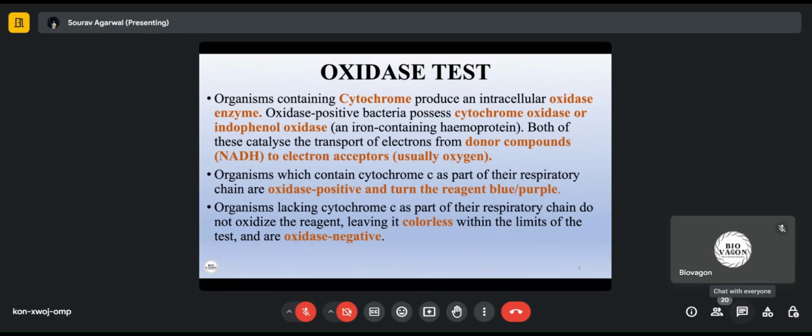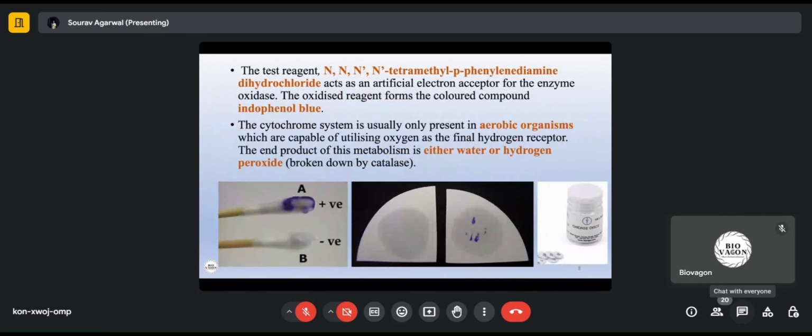So here, this reagent, N,N,N',N'-tetramethyl-p-phenylenediamine dihydrochloride. I know the name is too long, but this reagent acts as a terminal electron acceptor, and in the case of oxygen, this will accept the electron from NADH, and the color will change from colorless to indophenol blue.